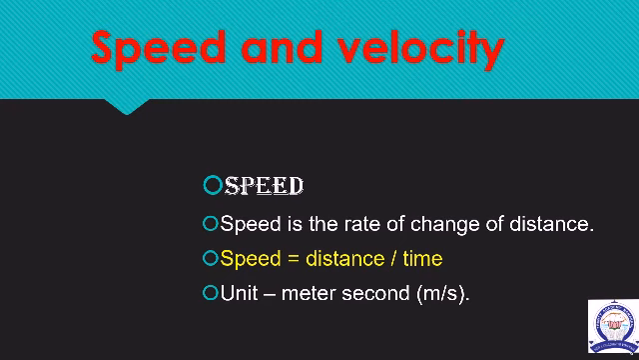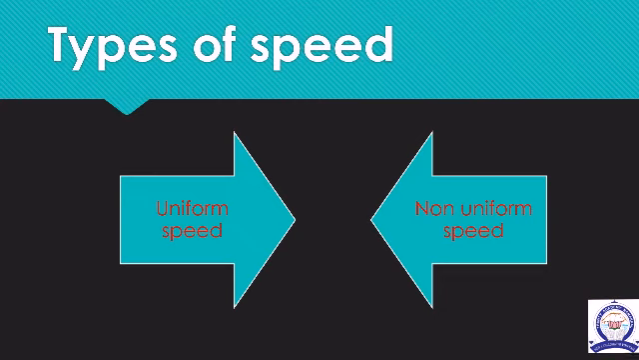We can classify speed into two types: uniform speed and non-uniform speed. First, uniform speed. If a body in motion covers equal distances in equal intervals of time, then the body is said to be in uniform speed. Equal distance in equal intervals of time is called uniform speed.